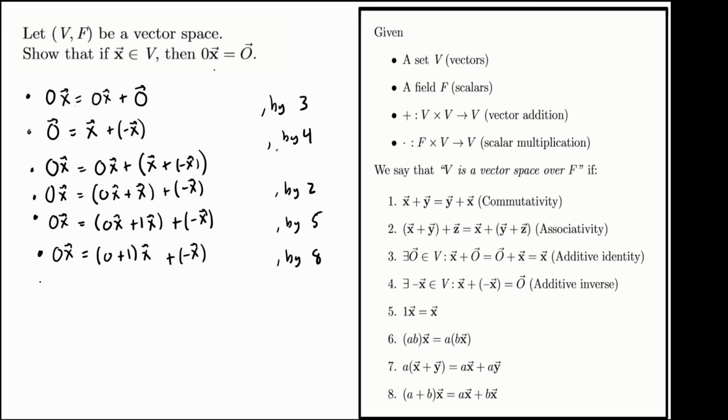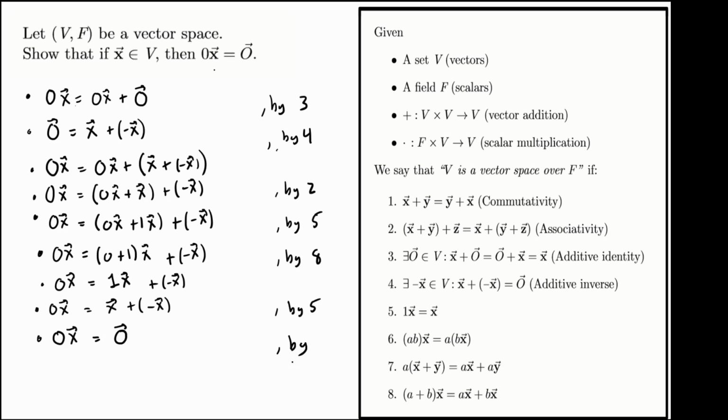Now 0 plus 1, that's obviously just 1, times x plus additive inverse of x. Now I'm going to use property 5 again, the fact that x is equal to 1 times x. So this just gives me x plus the additive inverse of x. And finally, I can use the definition of the additive inverse to have that 0 times x is equal to the 0 vector. And this completes the proof.